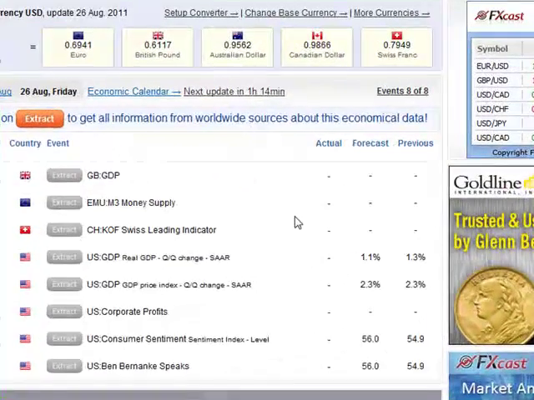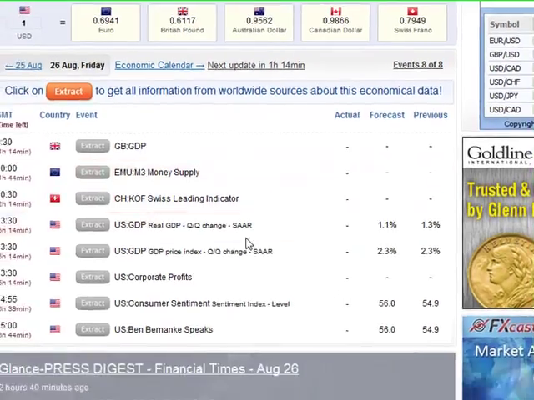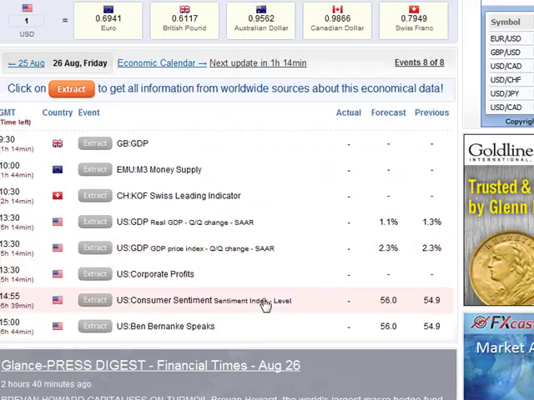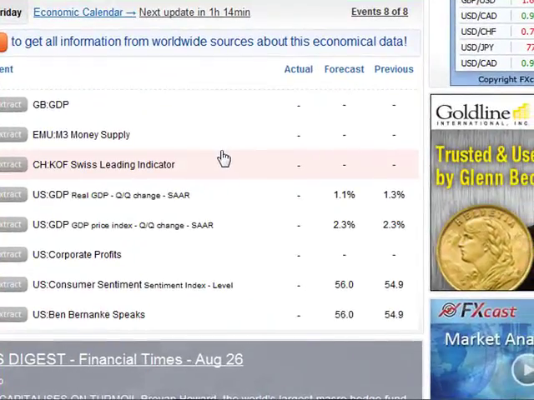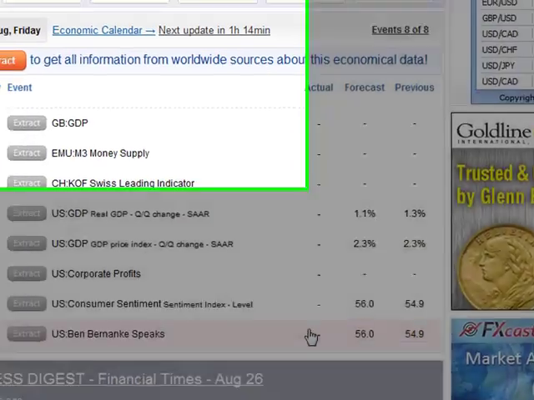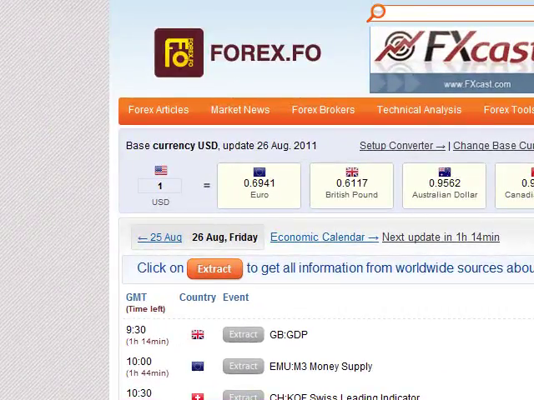As we move to our economic calendar, we definitely had a week of light releases, not a lot going on, but we are ending the week with some things that need to be watched. We have the pound GDP, we have the leading indicator for the Swiss, we have money supply for the European Union, and we have GDP and consumer sentiment for the states. So there are definitely some red starred economic releases. And don't forget, we also have Ben Bernanke speaking at the end of the day. So there's a lot going on that can move the market.